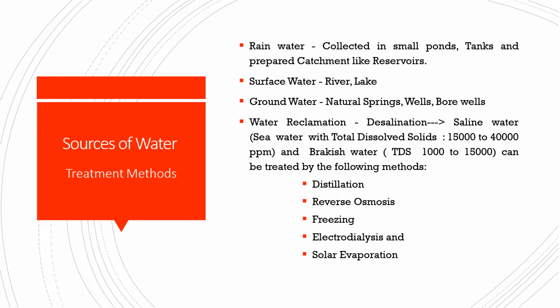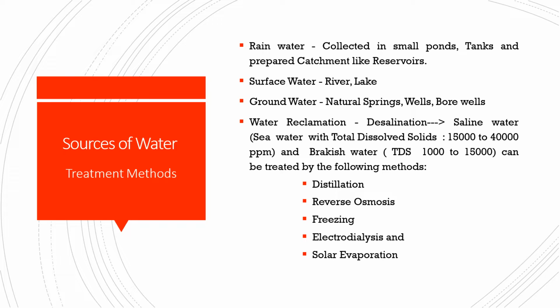Seawater has high total dissolved solids, from 15,000 to 40,000 ppm or milligram per liter. Brackish water has TDS from 1000 to 15,000 ppm or milligram per liter. This saline water can be treated by the various methods given below. Those methods are distillation, reverse osmosis, freezing, electrodialysis, and solar evaporation.